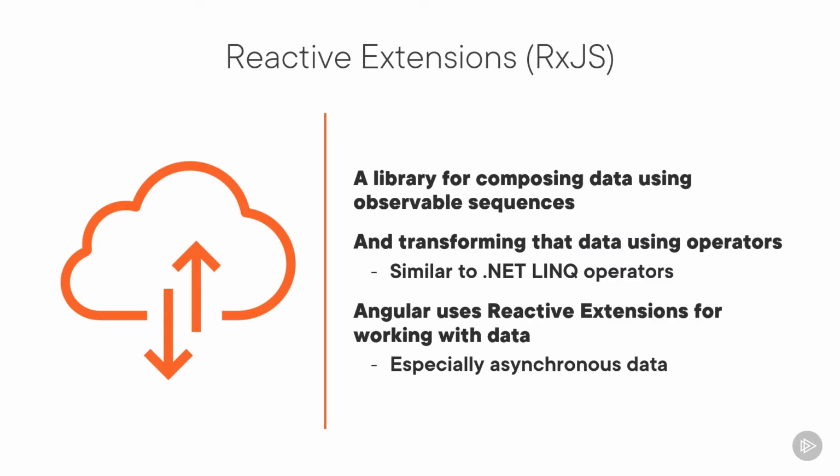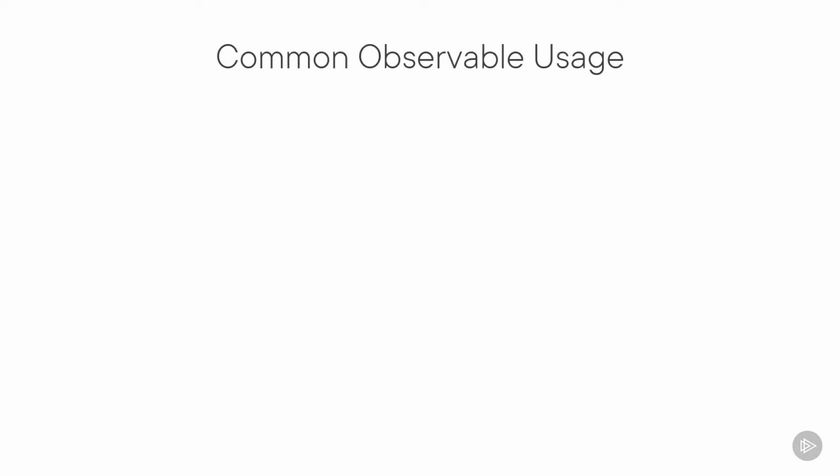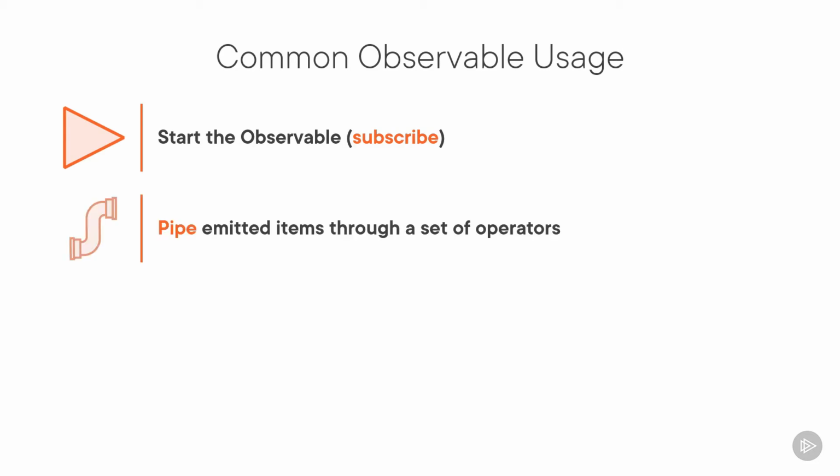We've covered a lot of information, some of which may feel a bit nebulous. So let's examine how to use an observable in an Angular application and walk through a code example. A common way to use observables in an Angular application is to first start the observable with a subscribe. Then pipe each emitted item through a set of operators to modify or transform the item. Then we process the notifications from the observable.